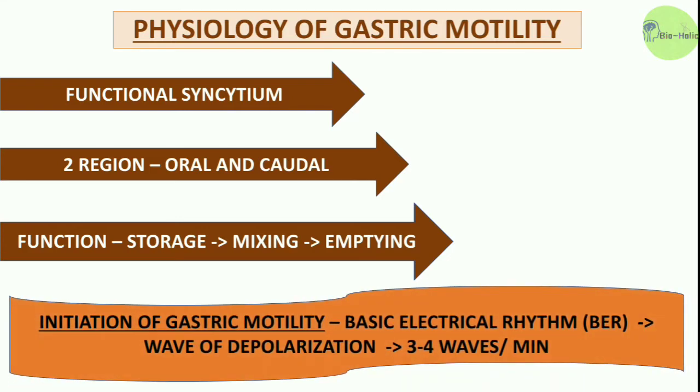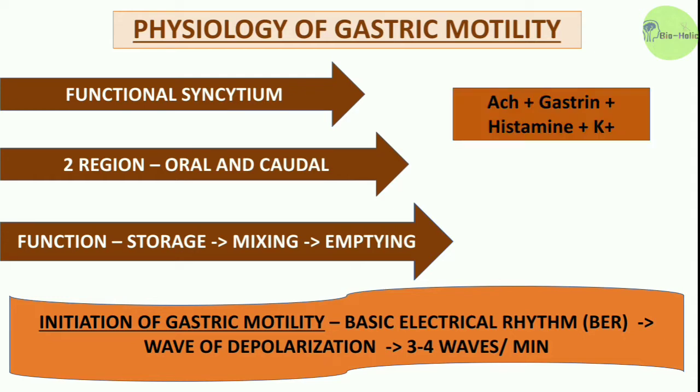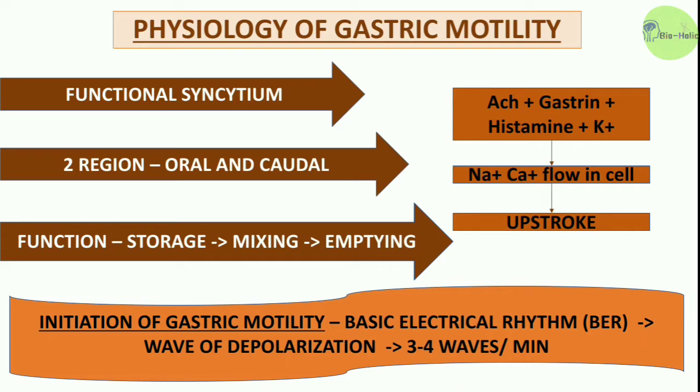So, how is this gastric motility initiated? At first, acetylcholine, gastrin, histamine and potassium cause the flow of sodium and calcium into the cell, and this causes an upstroke in the motility and activation of the stomach musculature. This activity is known as the basic electrical rhythm or BER. It is a wave of depolarization. Three to four waves happen per minute.